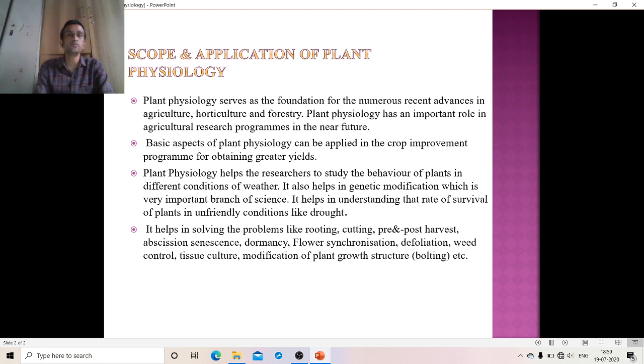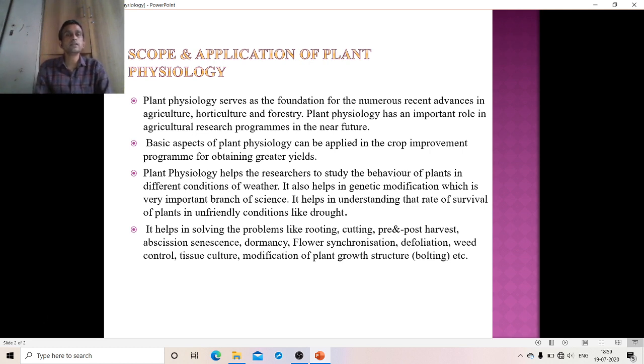When we know the plant physiology, then we can study the particular plant, and then we take more yield from that particular plant. Okay, this is one of the scopes. In a particular individual, we know the physiology. That individual has more scope in agriculture, also in the research field in agriculture, horticulture, and forest.